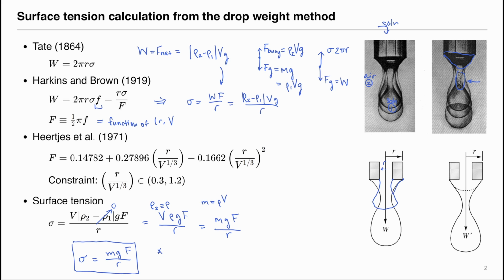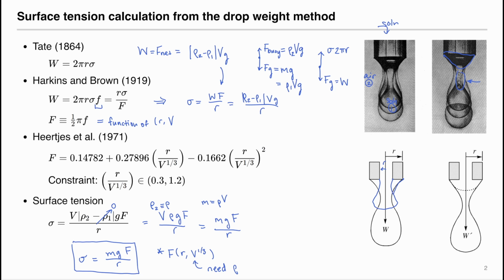However, we must note that F is a function of r and V to the 1/3, so we actually need the volume of the droplet. Since we cannot directly measure the volume, we need the density of the droplet.